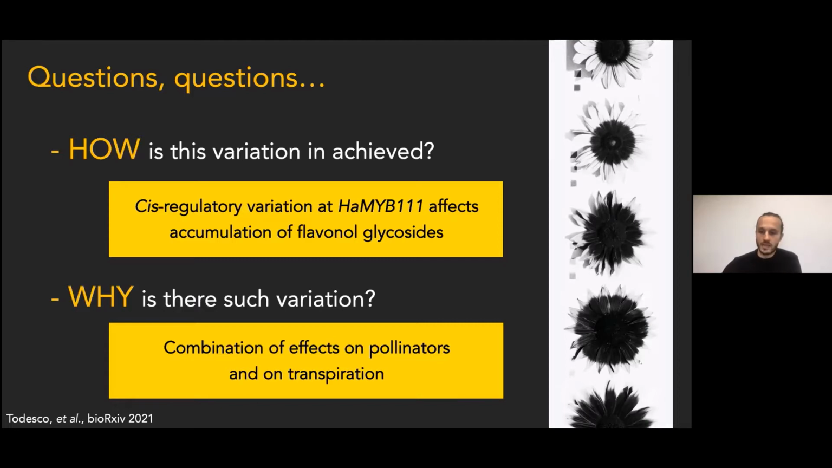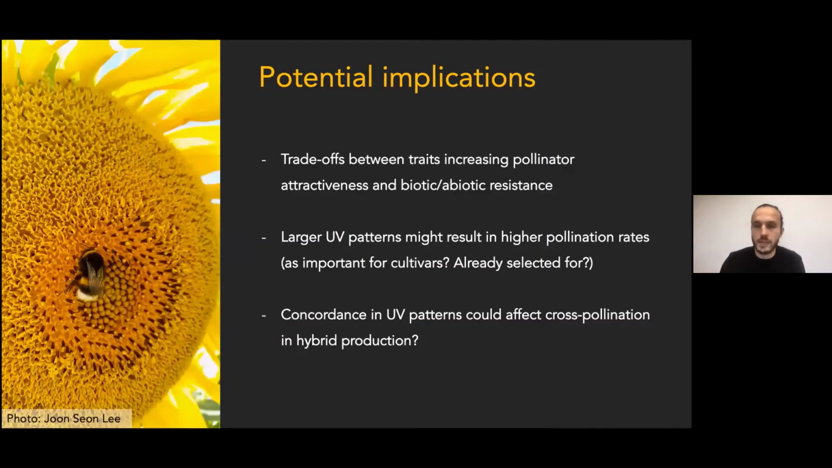And then, to conclude, I would just try to put together a few potential implications that may be more important for cultivated sunflower, if there is something that we can learn from these experiments. One thing is for sure, one needs to be mindful of trade-offs in general, but also between traits that might be increasing pollinator attractiveness, because they could have other unwanted effects on biotic and abiotic resistance. Another example that comes to mind is floral scent. It attracts pollinators, but it can also attract herbivores and pests.